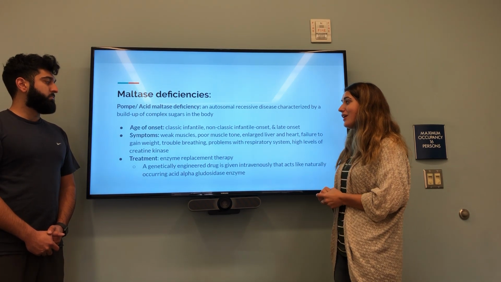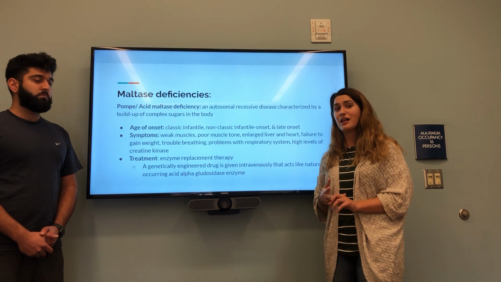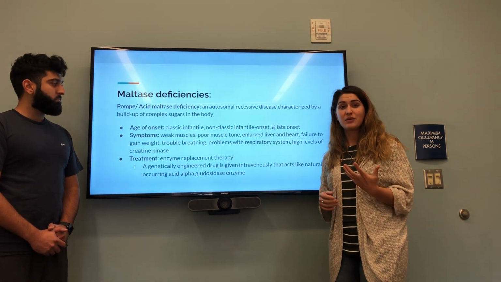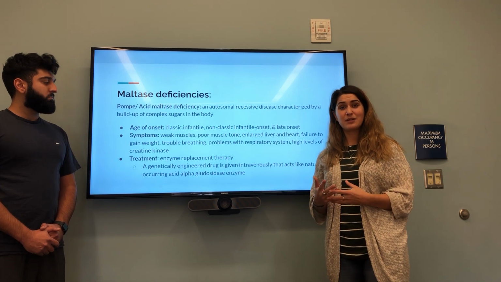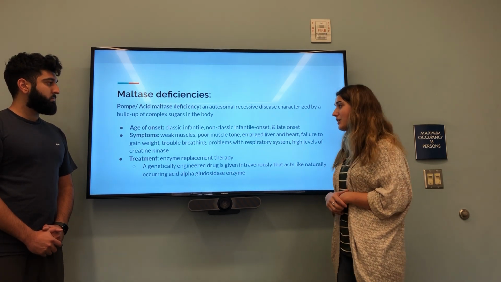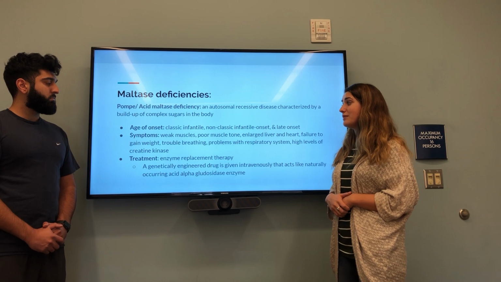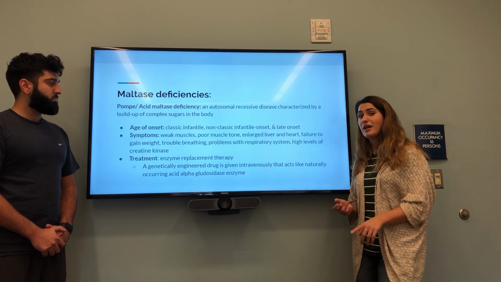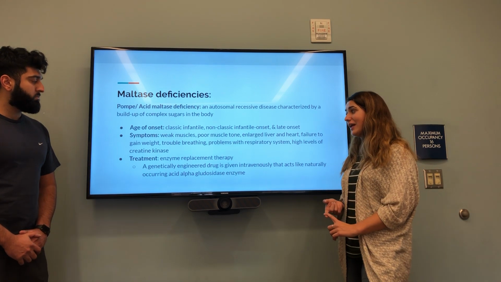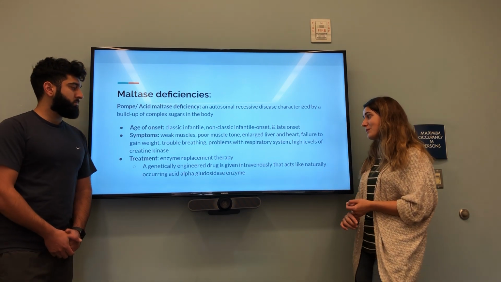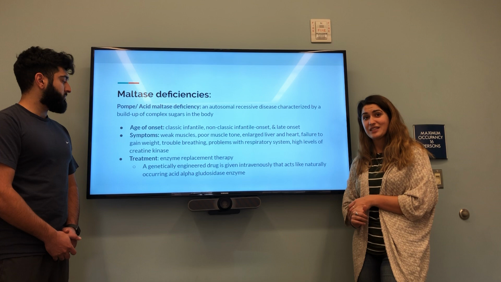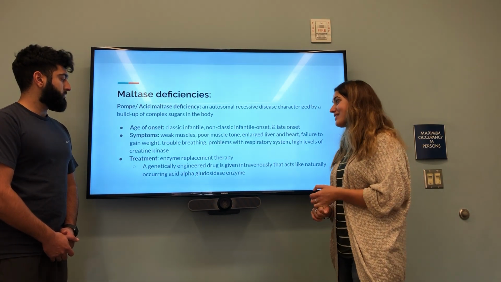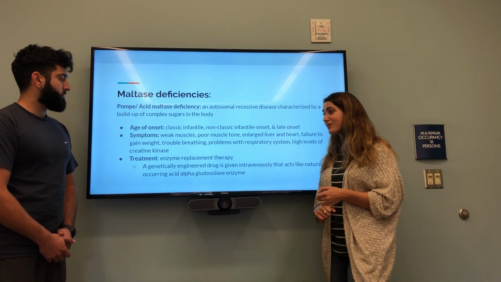There are different ages of onset: classic infantile, non-classic, and late onset. So some people are born with it, so it develops some months after birth sometimes, or later into the teenage years. The symptoms of Pompe disease are weak muscles, poor muscle tone, enlarged liver and heart, inability to gain weight, trouble breathing, problems with the respiratory system, and high levels of creatine kinase. So it's not a disease that you can just live with without any treatment.